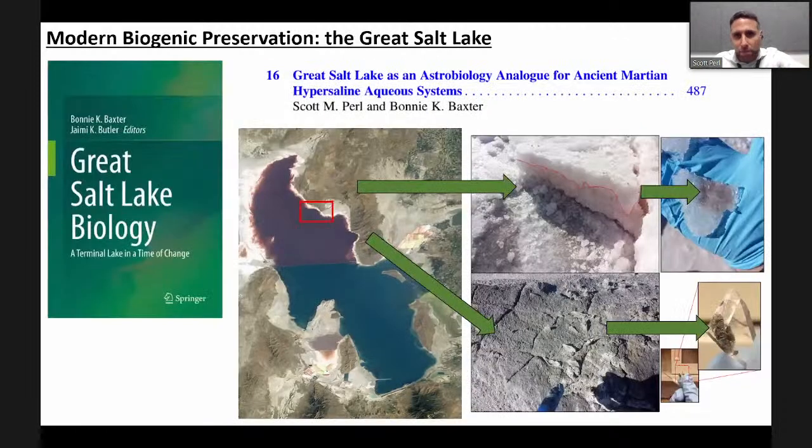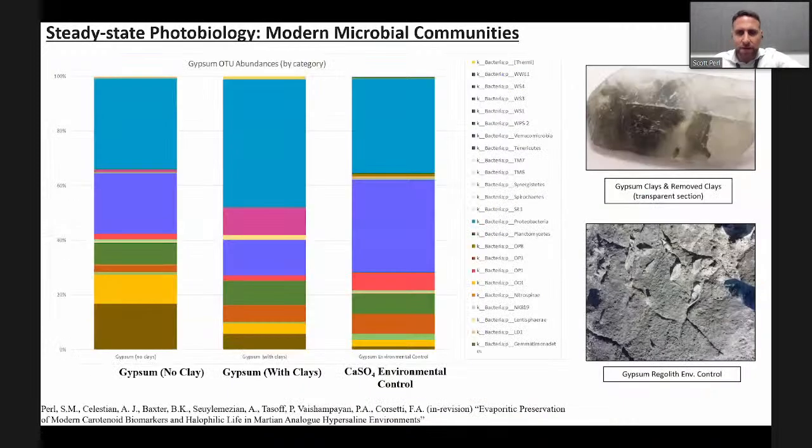And I'll plug this. This is our book chapter from the first Great Salt Lake biology book, and the first astrobiology chapter of that. This is something that went out in 2020, I believe. And so the chapters, I think, are available online. Folks can check it out.